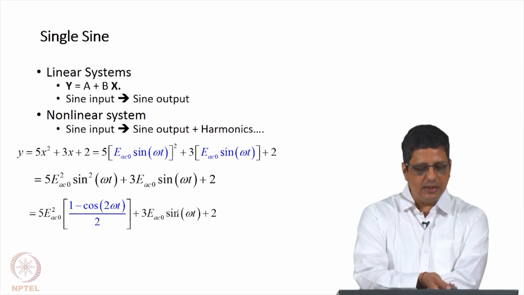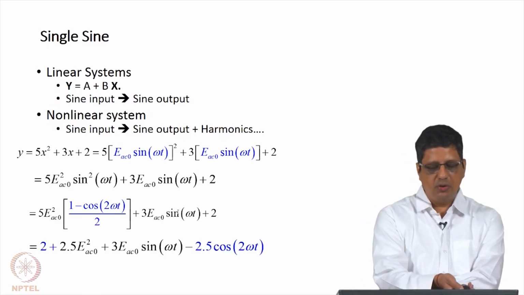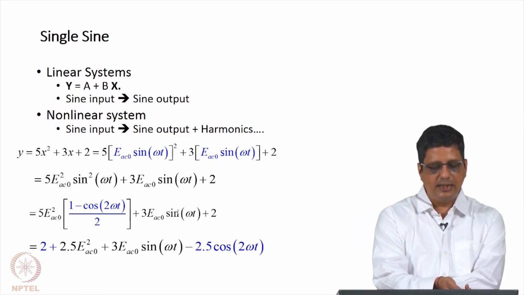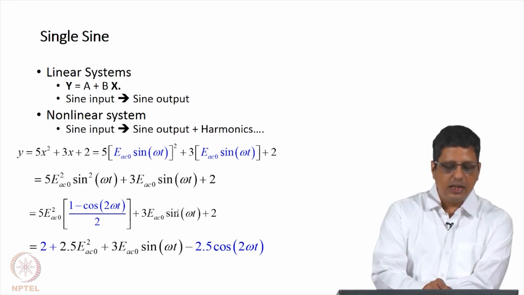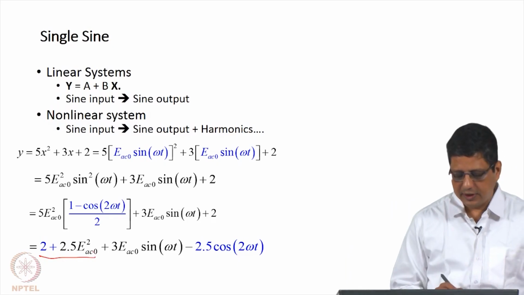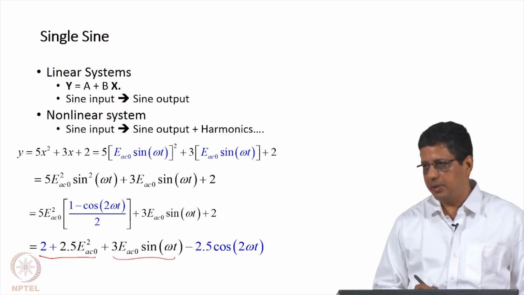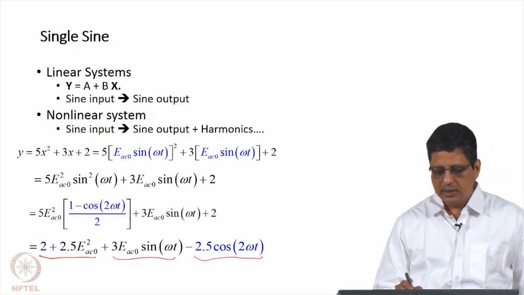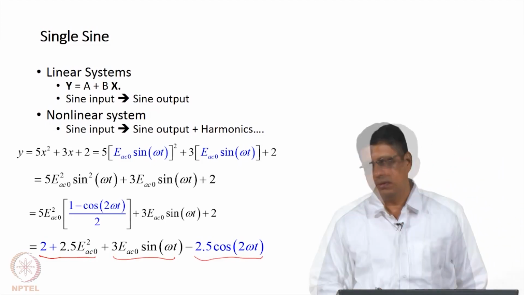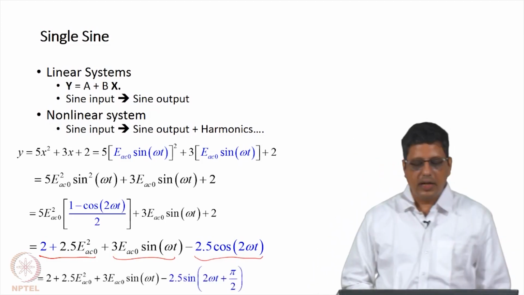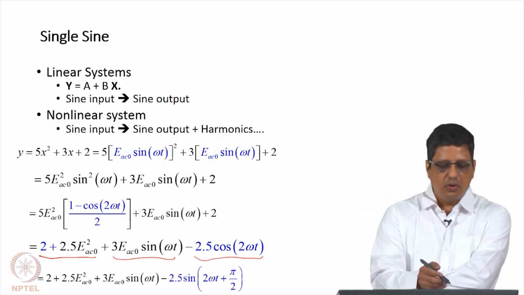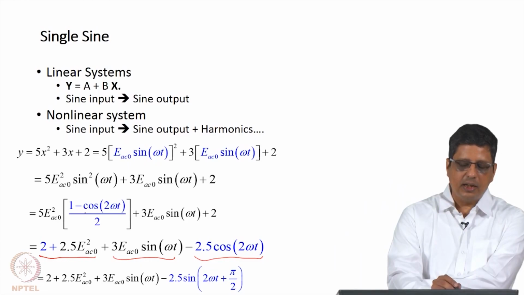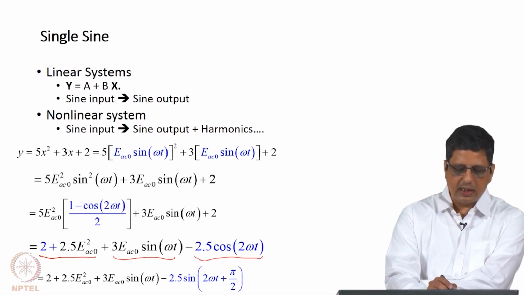So, if you write like this, you can rearrange it, you get 1 by 2, 5 by 2 is 2.5 EAC square. So, the first part is the DC offset, this part is the DC offset, this is the response at fundamental, this is the response at second harmonic. Instead of writing it as cosine, I can also write it as sin 2 omega with a pi by 2 phase. So, notice here that the square term has given rise to a constant and 2 omega.